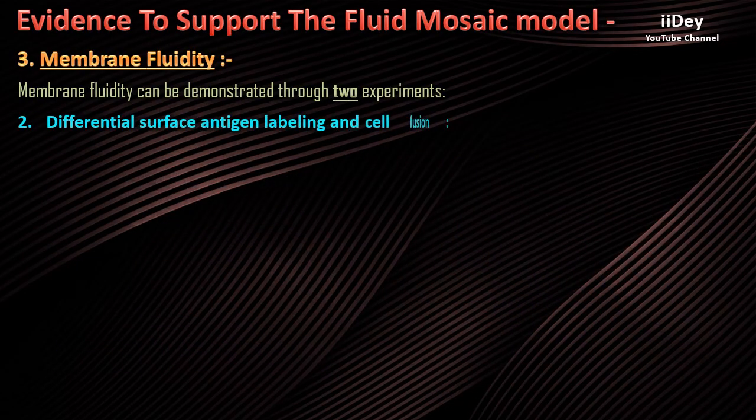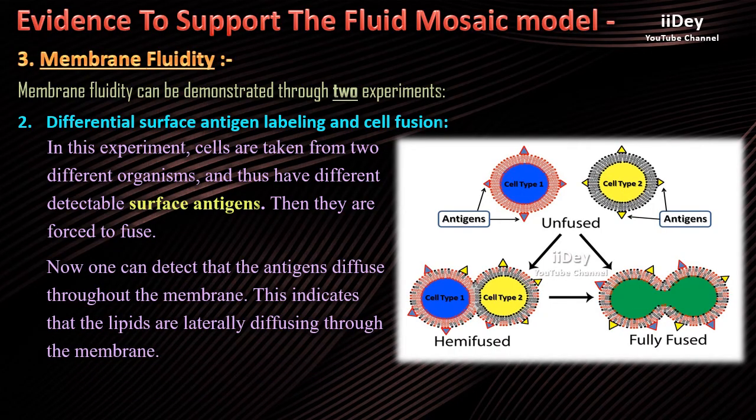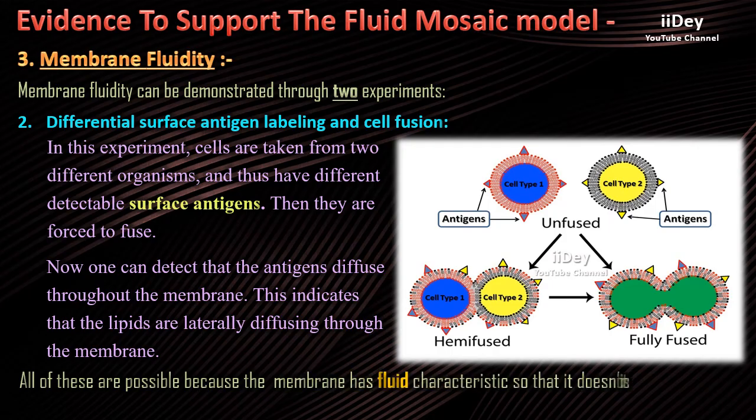Number 2. Differential surface antigen labeling and cell fusion. In this experiment, cells are taken from two different organisms, and thus have different detectable surface antigens. Then they are forced to fuse. Now, one can detect that the antigens diffuse throughout the membrane. This indicates that the lipids are laterally diffusing through the membrane. All of these are possible because the membrane has a fluid characteristic, so that it doesn't restrict their movement.